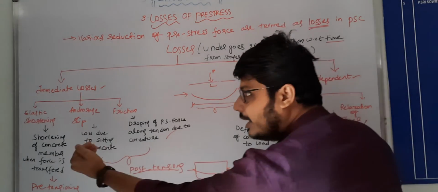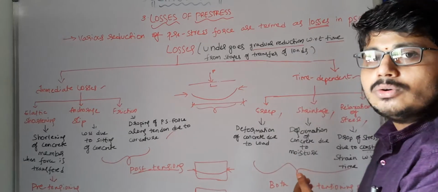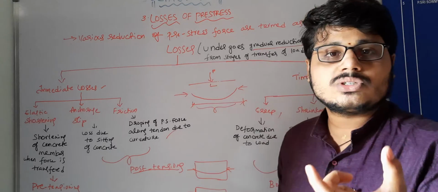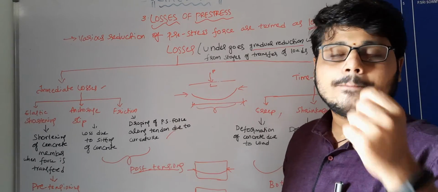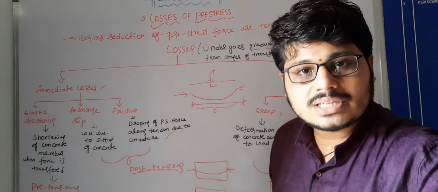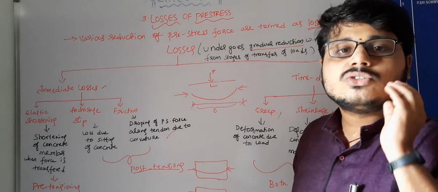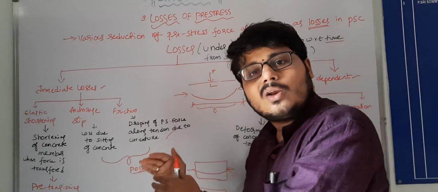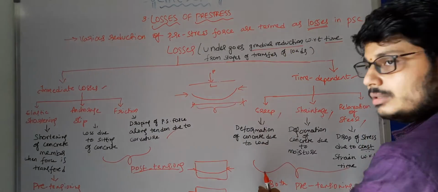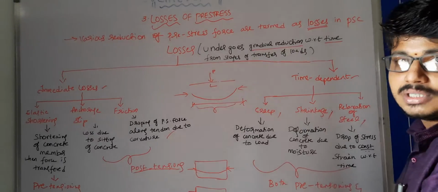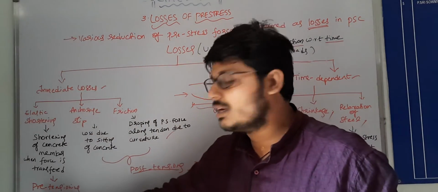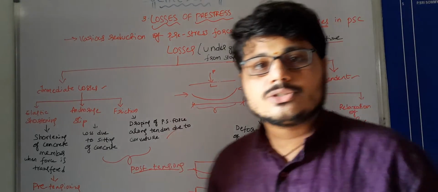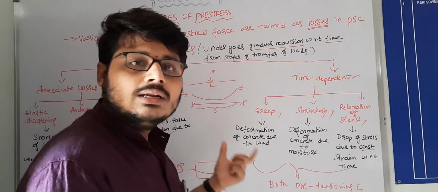So for post-tensioning, except elastic shortening, you should calculate the other five. They may ask a 14 marks question: calculate the losses of a pre-tensioned or post-tensioned concrete beam with given data. So keep in mind which are the post-tensioning losses and which are the pre-tensioning losses. Time dependent losses are mandatory for both. Only elastic shortening comes under pre-tensioning, and anchorage slip and friction under post-tensioning. So these are the types of losses in pre-stressing.